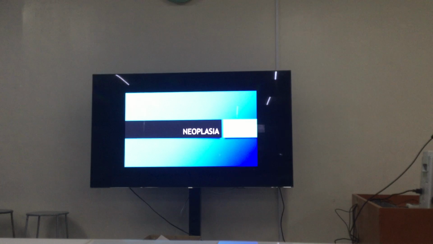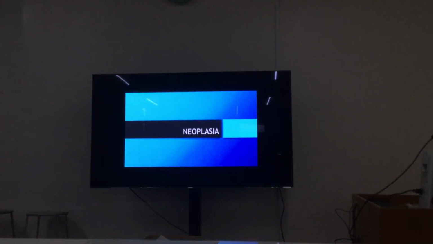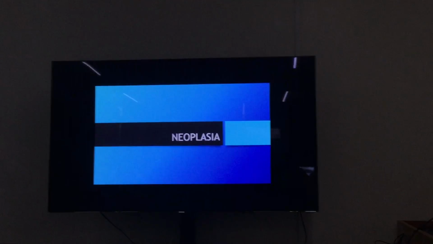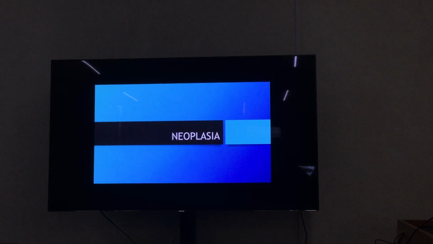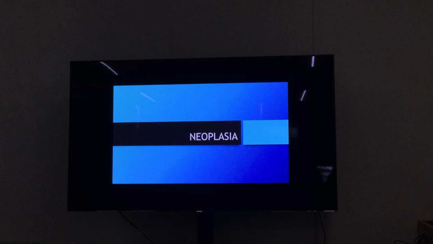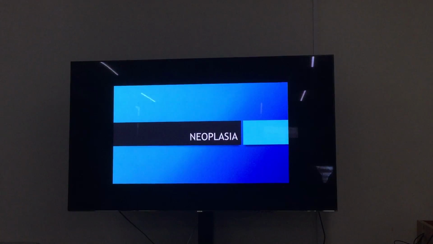In the previous group, what we did is that may side-by-side ng benign at saka malignant for you to better understand kung ano yung malignant features. Okay? So, supposedly, dapat nasa malignant epithelial tumor na ito, no? But this morning, we'll have a brief discussion on the previous slides, so that you will better understand kung ano yung mga features. How will you differentiate benign from that of the malignant? Okay?